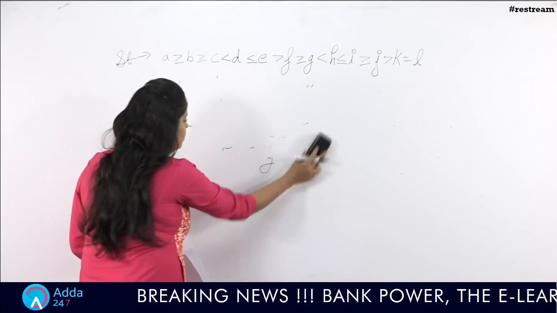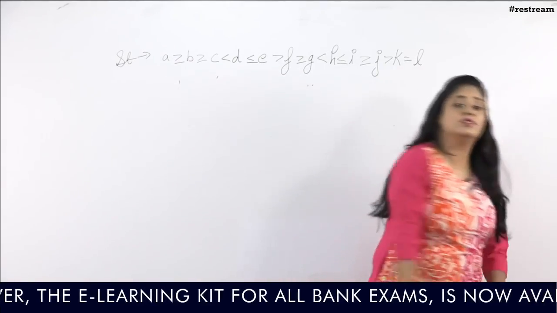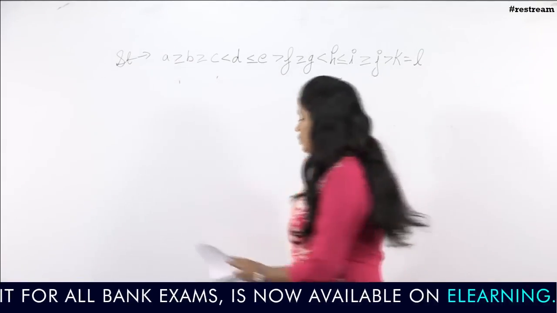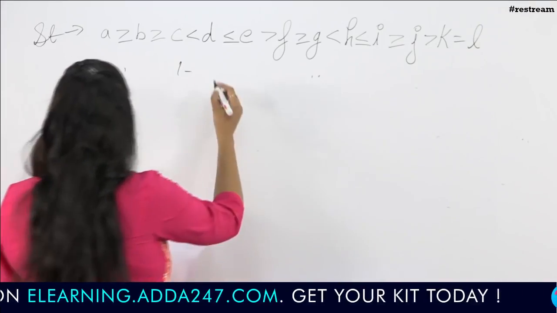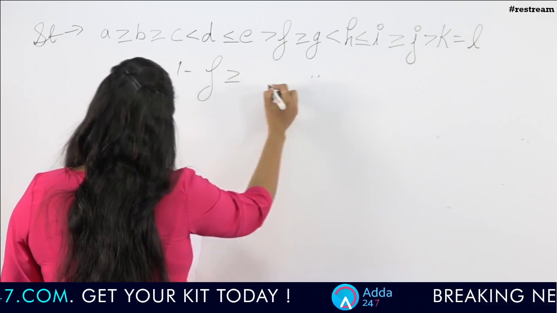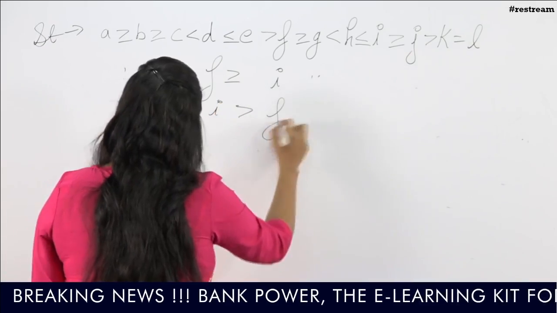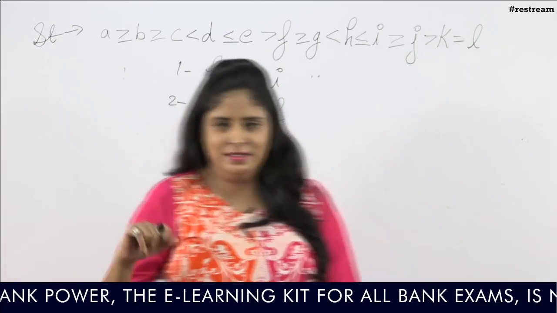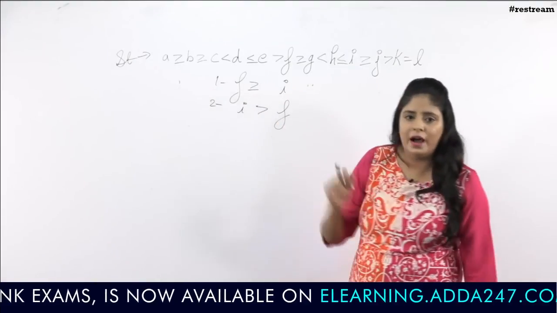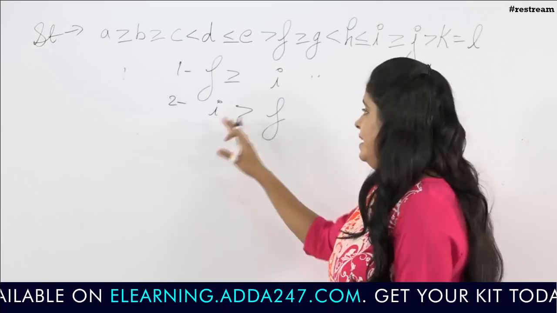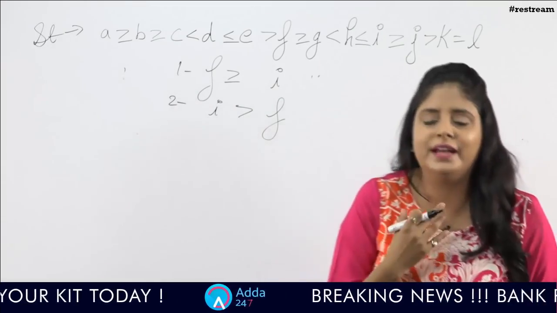So let's move on to some more challenging conclusions in the context of either and neither. I am giving you another set of conclusions. My first conclusion says F is greater or equal to I, and the second one says I is greater than F. Again, I need your answer. What is your answer? Please comment it so that I can elaborate it.